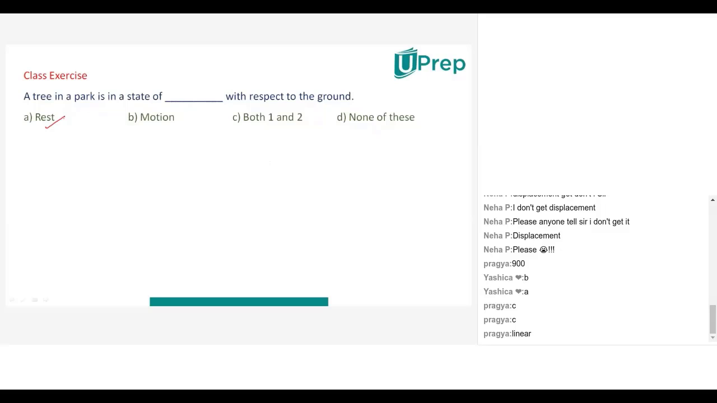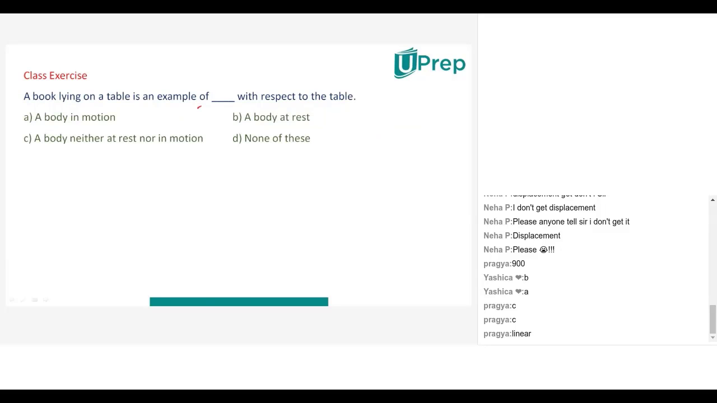A book lying on a table is an example of dash with respect to table. Rest. Rest. Right. That means B only, no? Yeah, B. Yeah. Right. So these are questions related to this particular session.